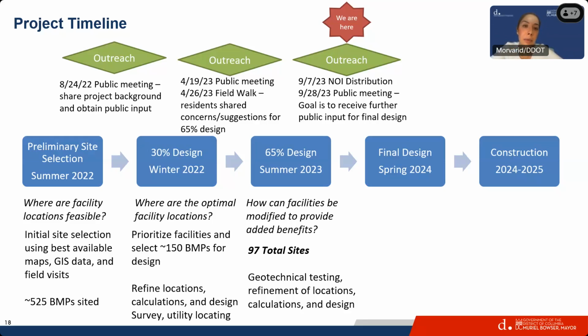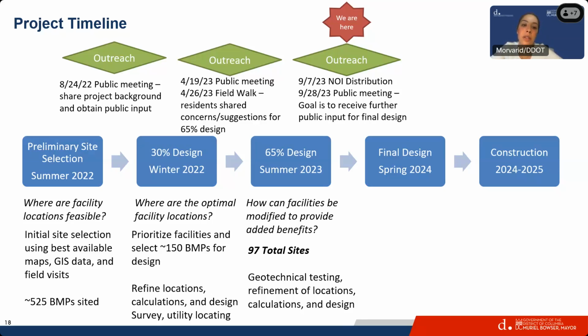Then in April 2023, we had our second public meeting. We also had a field walk in both sub-watersheds, Spring Valley and Broad Branch. We received suggestions and feedback for our 65% design. Then we narrowed down our number of facilities from 150 to 97.